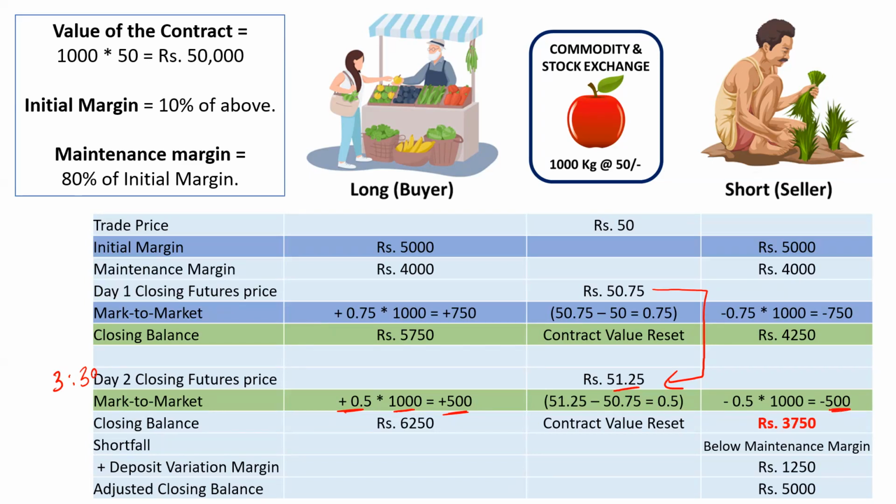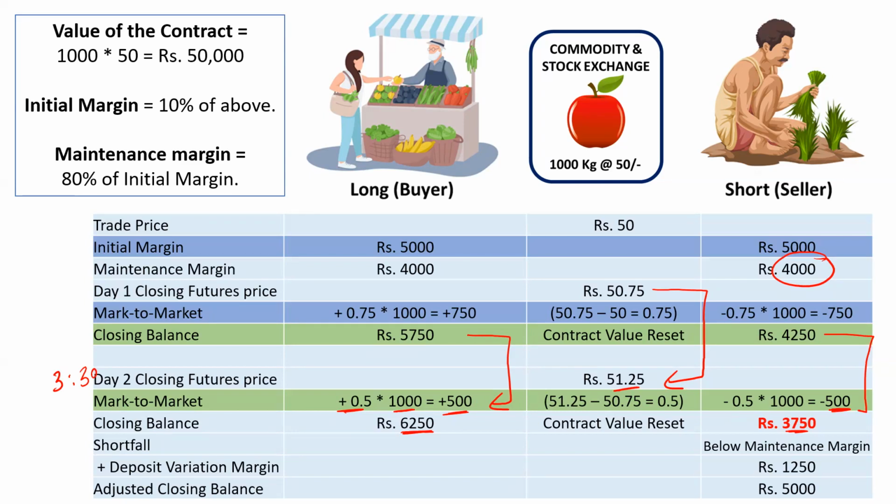So let's adjust that to the margin account. 5750 plus 500 will give you a closing balance of 6250. And because the short is losing money, the amount will be reduced from his account. So 4250 minus 500 will give a closing balance of 3750. Now 3750 is below the maintenance margin. How much money should always be there in the account? 4000 rupees should always be there in the account. But now the account is having only 3750. So it is below the maintenance margin.